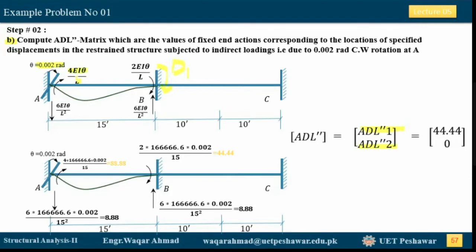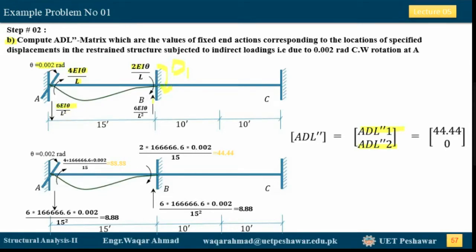At the near end and at the far end, the moment is equal to 2EI times this rotation divided by L. And then to balance these induced moments, we have these vertical reactions. The value of each of them is equal to 6EI times this rotation divided by L square.